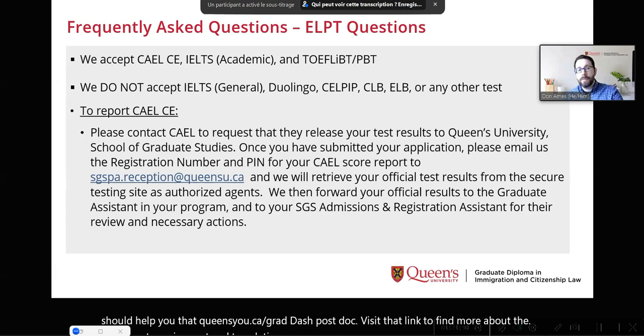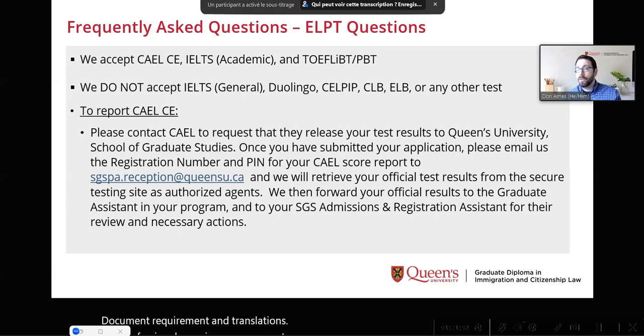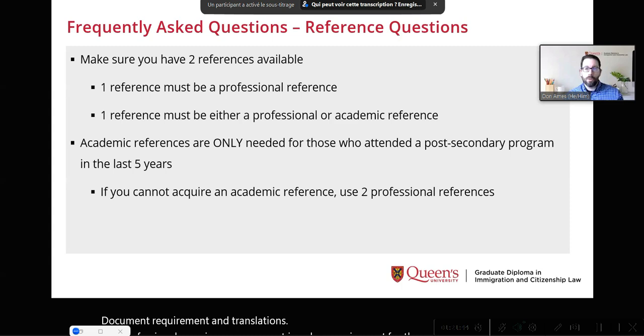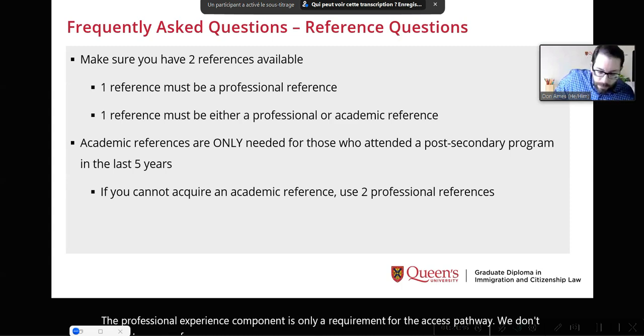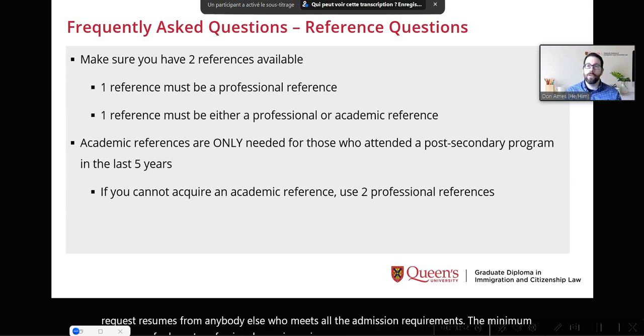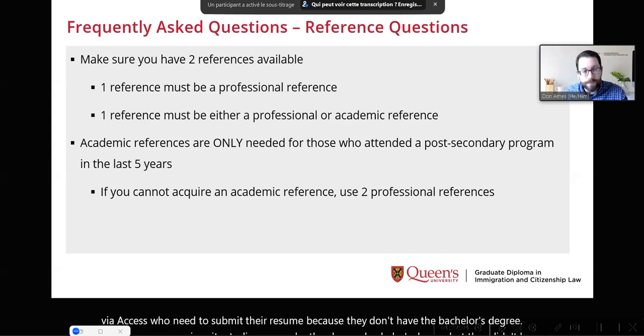Oh, the professional experience component is only a requirement for the access pathway. We don't request resumes from anybody else who meets all of the admission requirements. The minimum 5 years of relevant professional experience is only a requirement for those who have to apply via access, who need to submit their resume because they don't have the bachelor's degree, they have some university studies, or maybe they have a bachelor's degree, but they didn't have the B average.